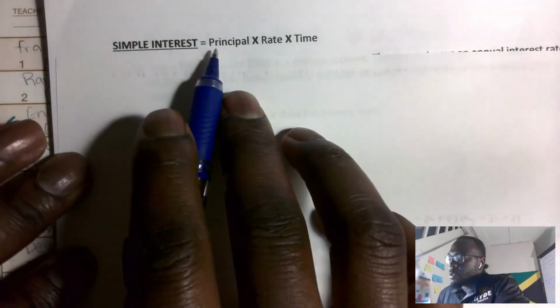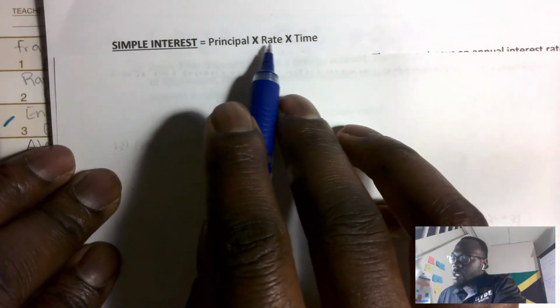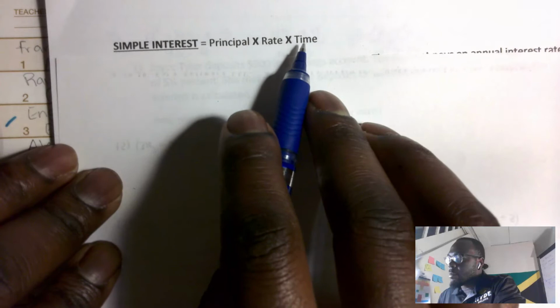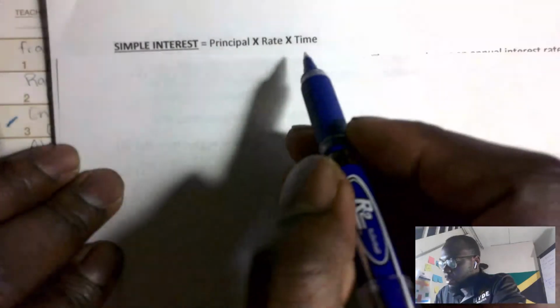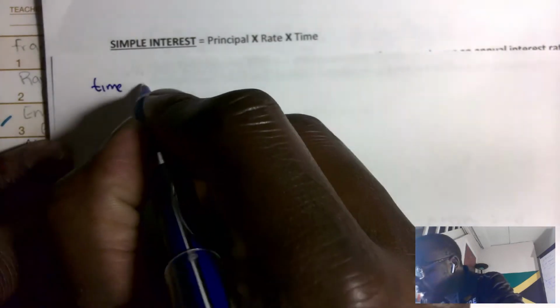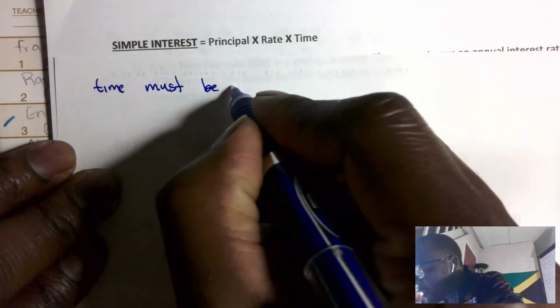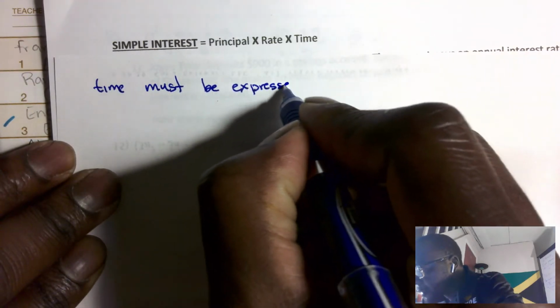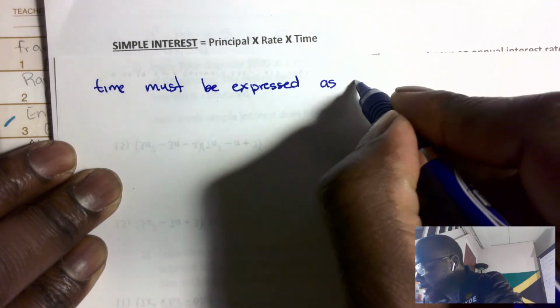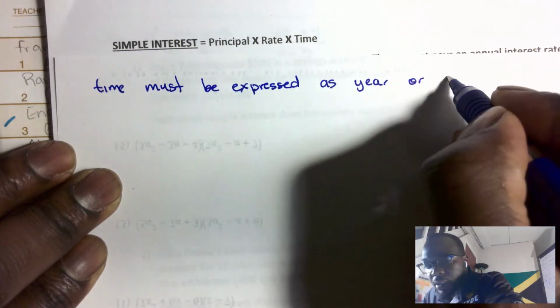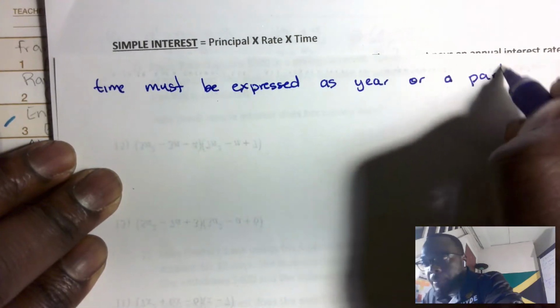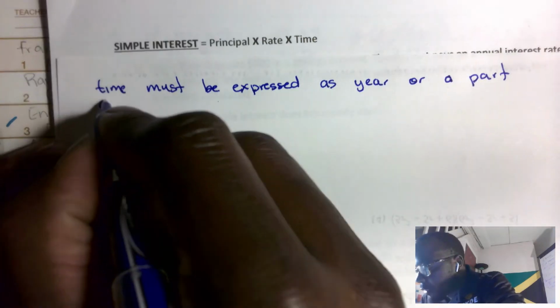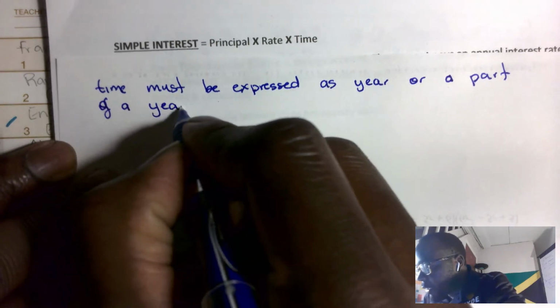All right, principal is the amount of money that you borrow. The rate is however much percent that you're going to pay, and the time is how long you have to pay the money. All right, what I want to emphasize here is that time must be expressed as a year or a part of a year. So make sure you have this in your notes: time must be expressed as a year or a part of a year. So what do I mean when I say a part of a year?